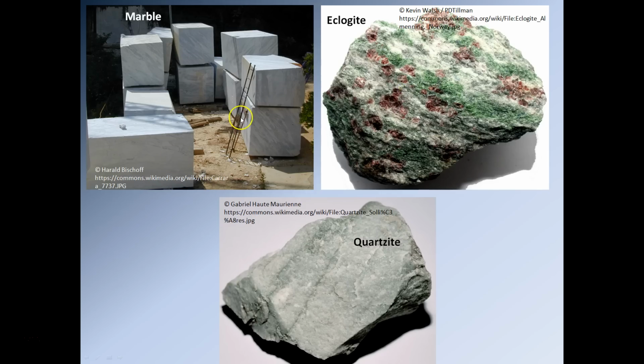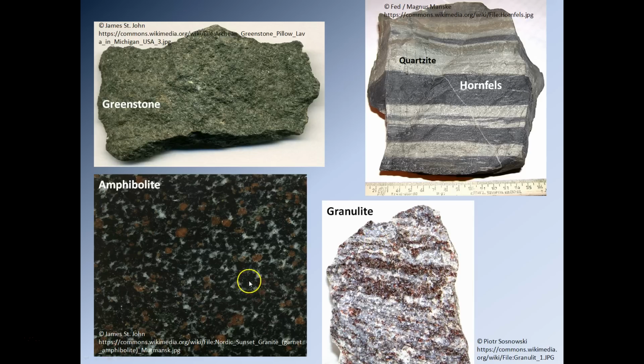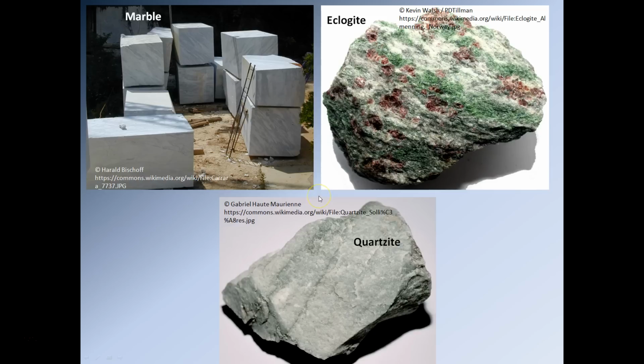Then we have marble, eclogite, and quartzite. So you can see none of these rocks have any kind of layering associated with them. All the minerals in them are randomly orientated, and that's because they're forming in areas where there is no preferential stress. There's no one direction where the stress is at its highest.